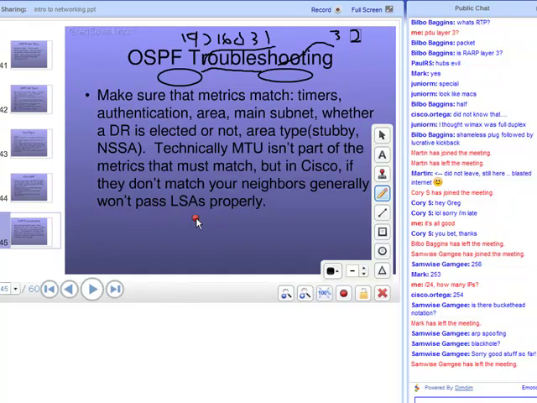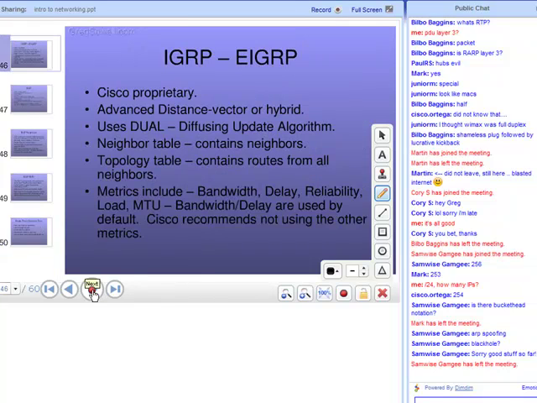Let's see. Technically, MTU isn't part of the metrics that must match, but if you don't have the MTU the same on both sides, the database descriptors won't actually be able to get across the link. Your LSAs will fail in transit, so your neighbors won't actually work properly. That's another little thing to remember. IGRP was Cisco's initial entry into the routing protocol world.